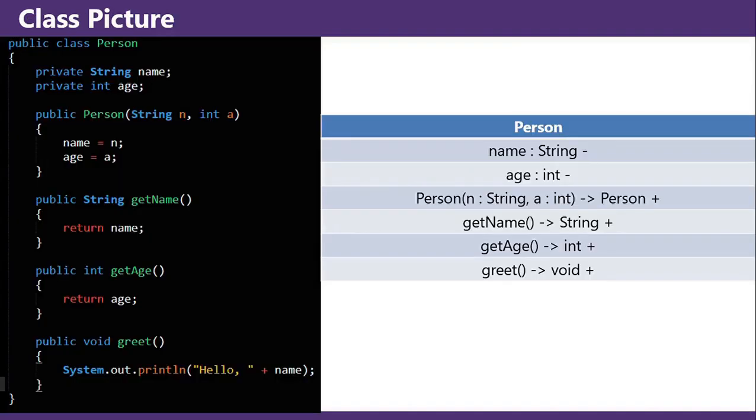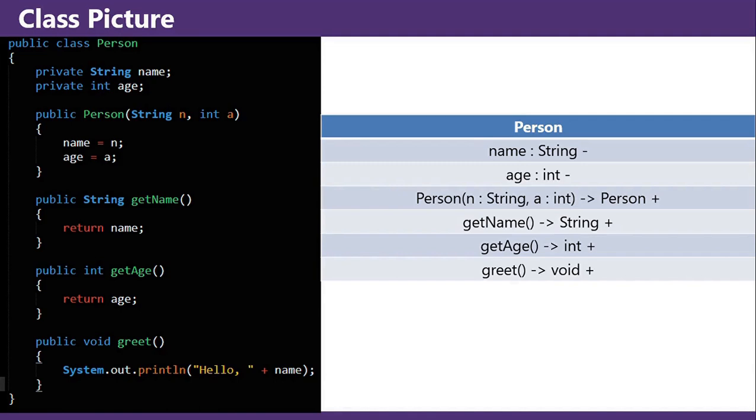Class picture. Given this class Person, private string name, private int age, you put those members on top. Name, type: name, string, minus because it's private. Name, type: age, int, private. And then for the method, you do the method name, and the parentheses, name, type for the arguments, and then arrow, and then the type it returns, and then public or private.